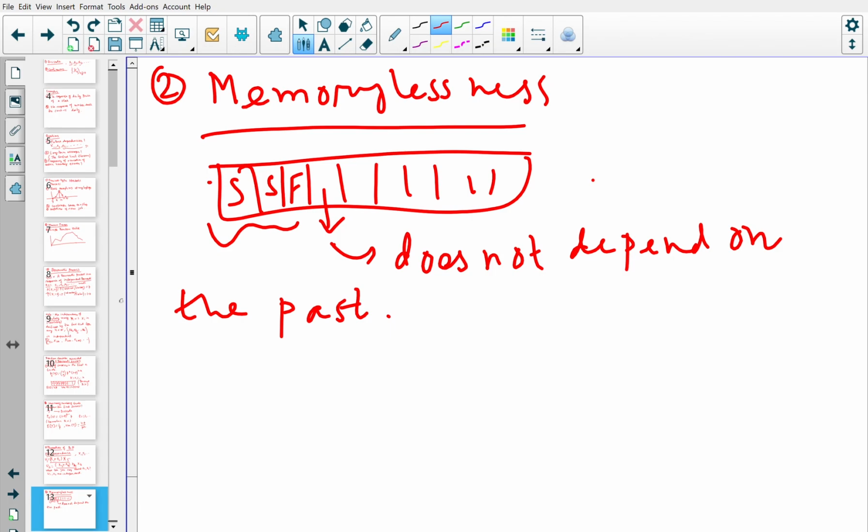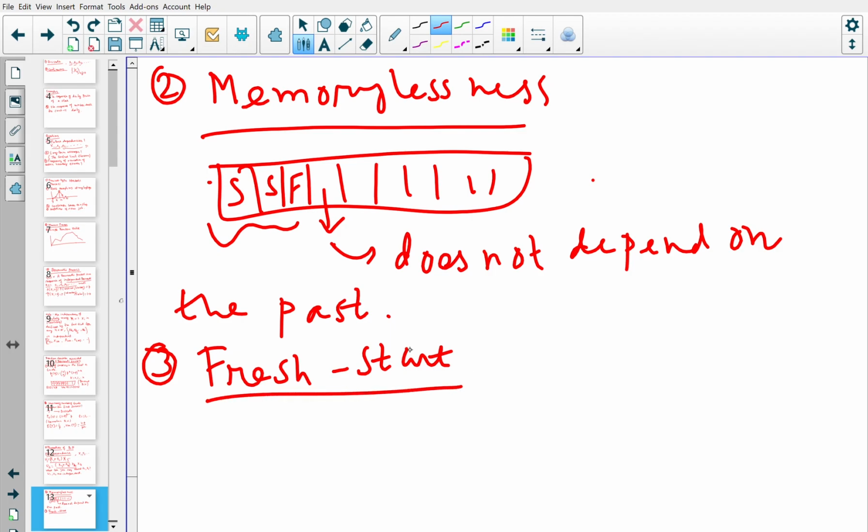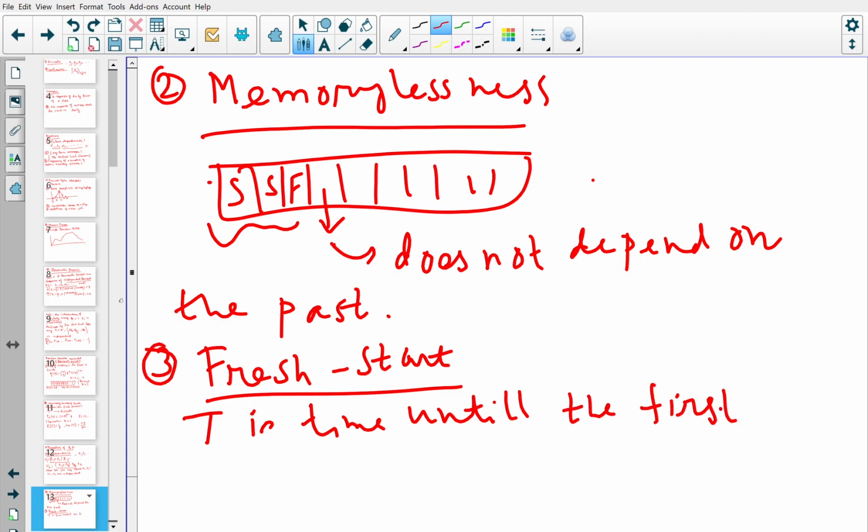Then one more important property, which depends on the memoryless property itself. You can also call it the fresh start property. It is linked with memorylessness. What does that mean? Let me give an example. Suppose T is the time until the first success.